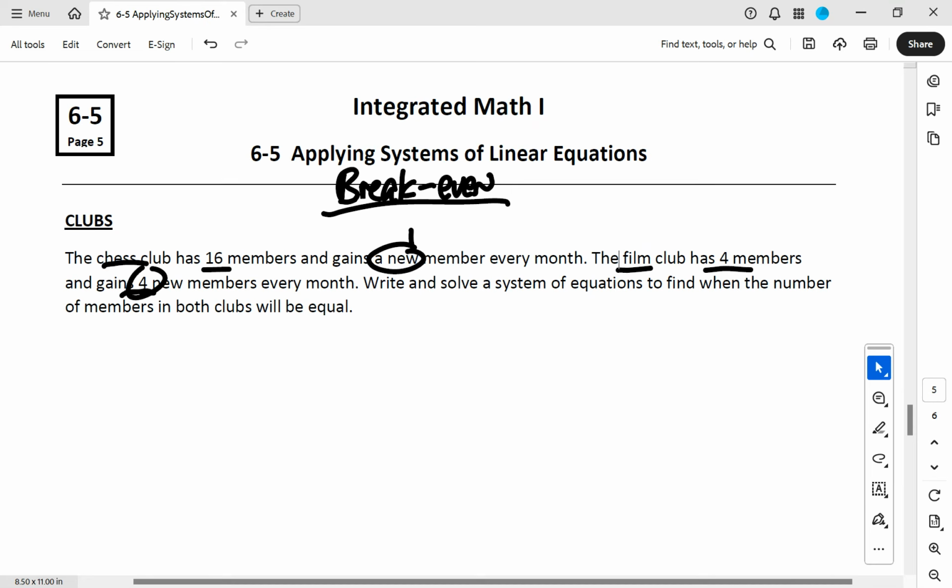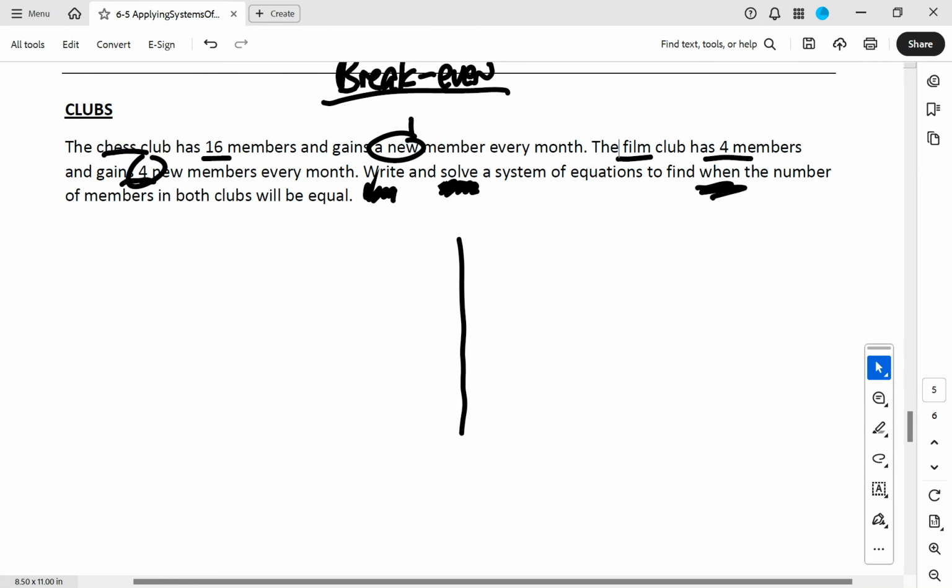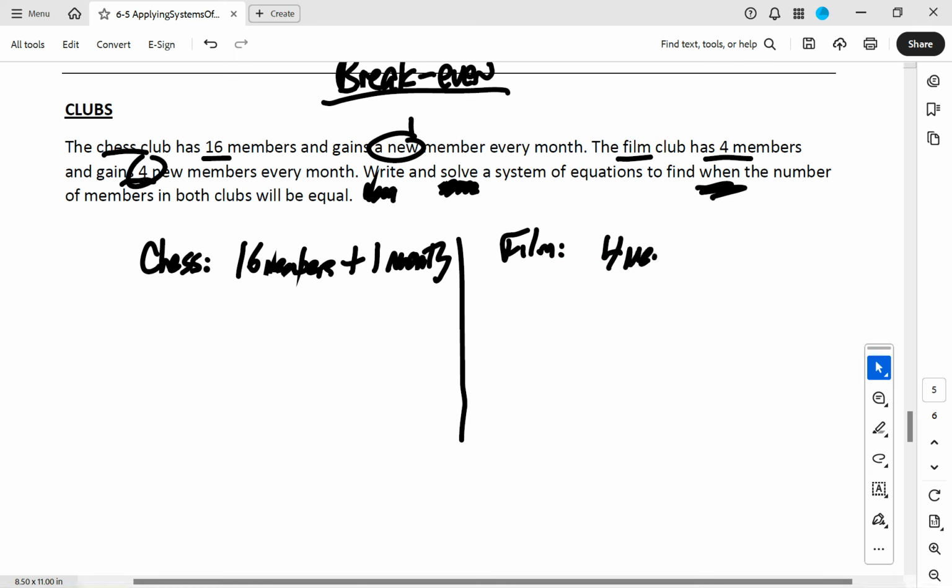So write and solve a system. So again, it's write equations and then solve the equations to find when the number of members in both clubs will be equal. So I'm going to do two parts, have two things going on at once. So in chess, we have 16 members, I guess I'll write out members, plus 1 monthly. And the film club has 4 members plus 4 new ones monthly.